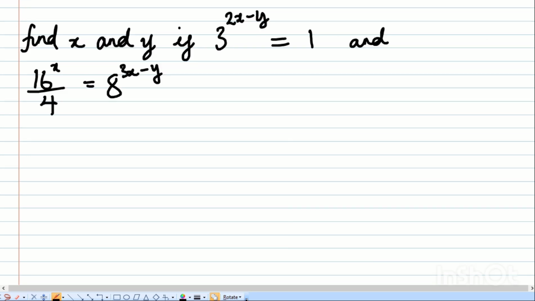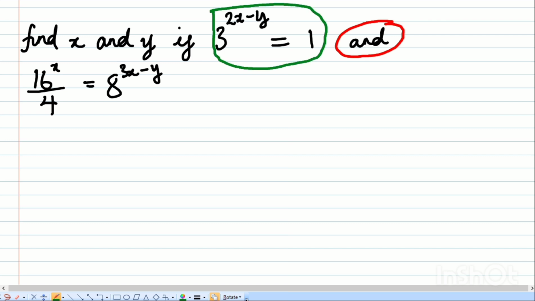This next question says we should find x and y. One thing I want to draw attention to: anytime you're solving a math question and you see two equations joined together with "and", it suggests that two things are happening at the same time, and that is a simultaneous equation. So most likely this is going to be a simultaneous equation. We're going to take this part by part.